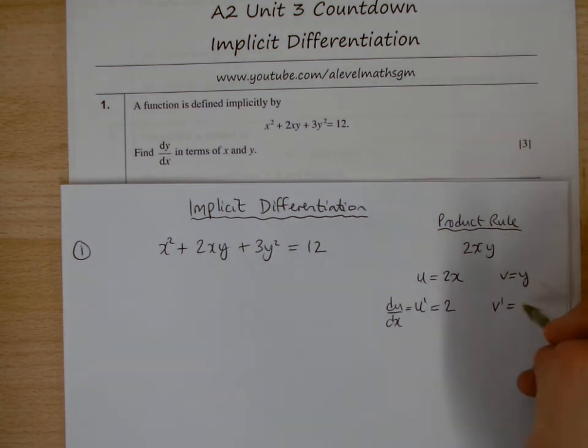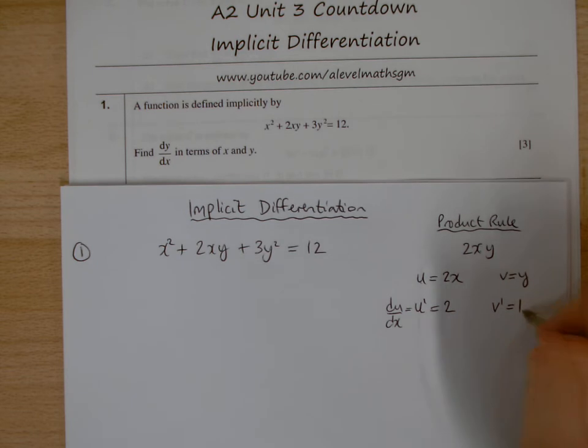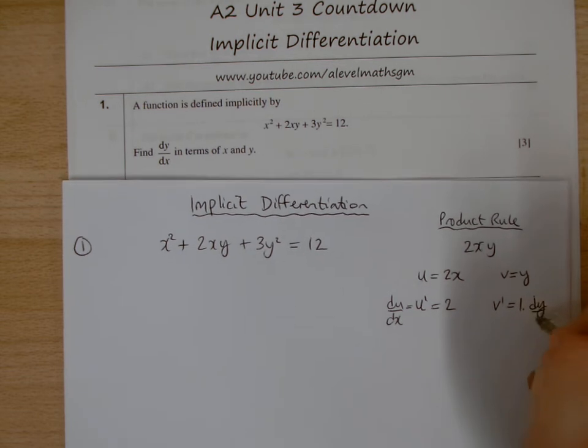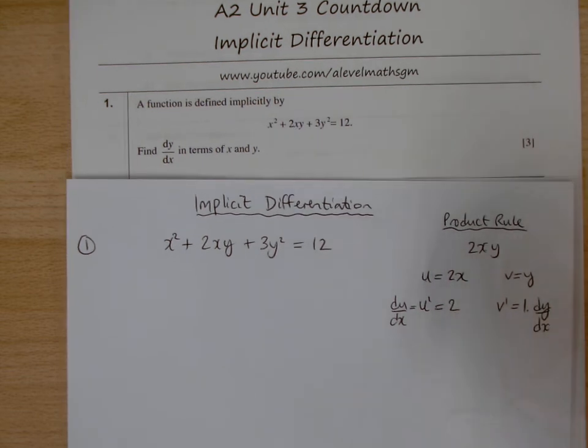But because it's a y term, when you differentiate, you've got to put a dy dx at the end, okay? Because remember, I'm differentiating with respect to x. I want dv dx. So because it's a y term, you differentiate that, and of course it becomes 1, but don't forget to times dy dx.